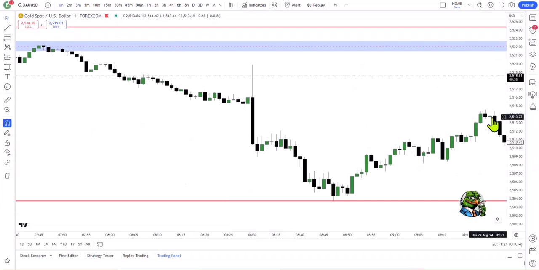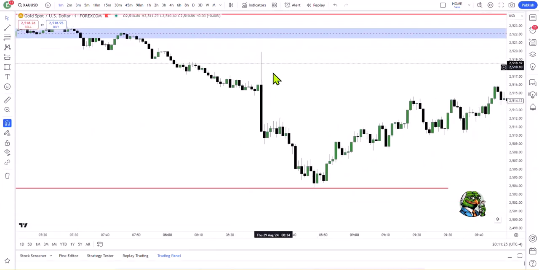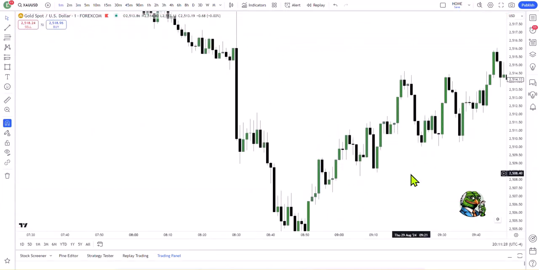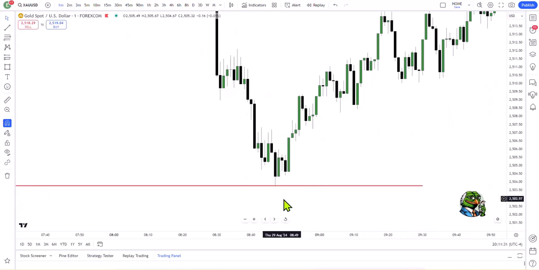So here's your dump. This is the news announcement, and you're coming down. Let me make this bigger, and you've taken out the low of the day, which you should already have marked on the chart. Always mark out the low of the day, high of the day, low of the week, high of the week, because they are going to be levels that the market, the algorithm, is going to be drawn to. That's the liquidity. They're going to be the highest probability trades.